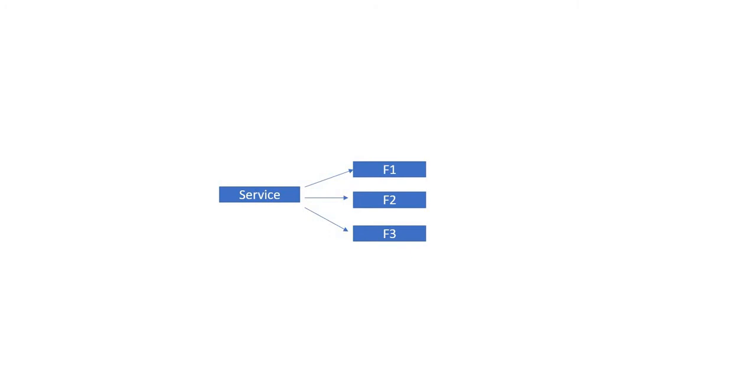Hi, today we can discuss a scenario in a REST API. Let's consider you have a service and the service wants to invoke multiple functions. Let's say I have a service and I want to invoke functions F1, F2, F3, and these three are independent of each other. So what is the best way to implement it?